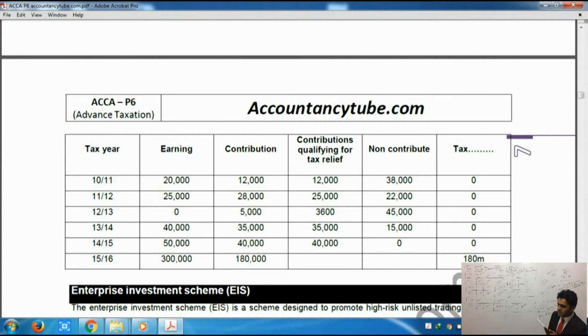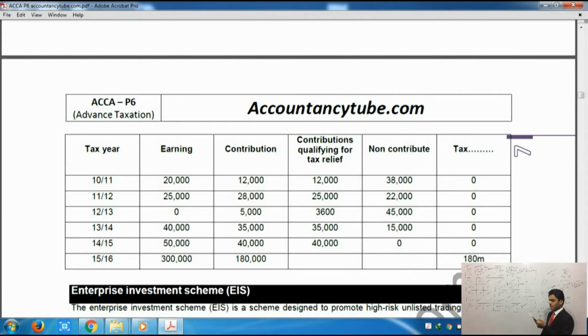Then it says non-contribute here. It is not non-contribute. It is, as I showed you on the board, maximum allowed for relief, less contribution. Please rectify it: it is maximum allowed for relief, less contribution, and it is from £38,000 to 0. Then after that it says tax. It is not tax, it is tax charge, treated as non-savings income, just the way I wrote on the board. Alright, so that is it.